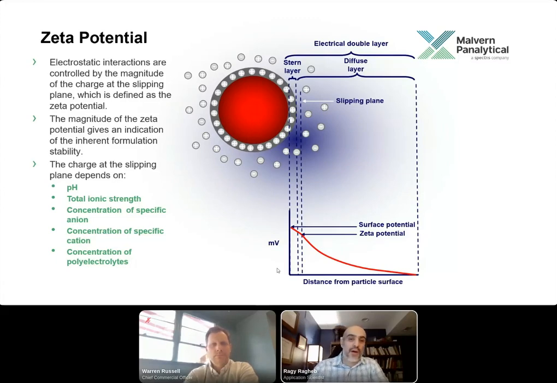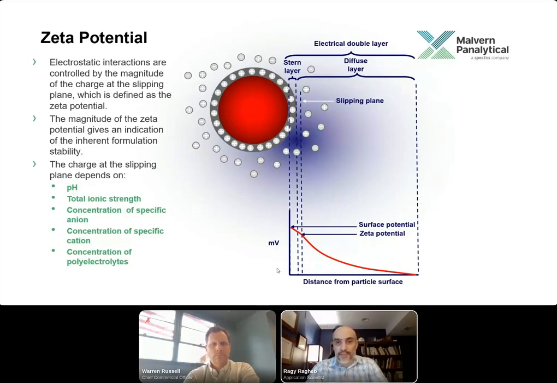And so when we talk about that relationship between the particle and the dispersant, there are a number of things that can affect the zeta potential, namely the pH, your ionic strength, concentrations of specific anions or cations, or polyelectrolytes. So all of these will have an effect on the zeta potential.